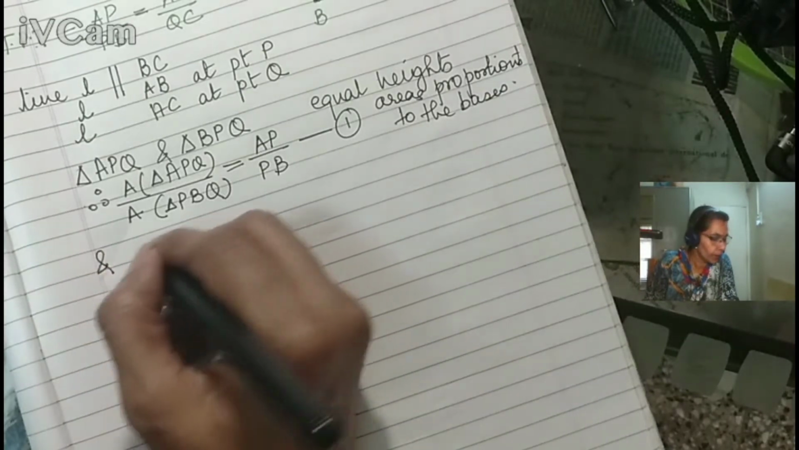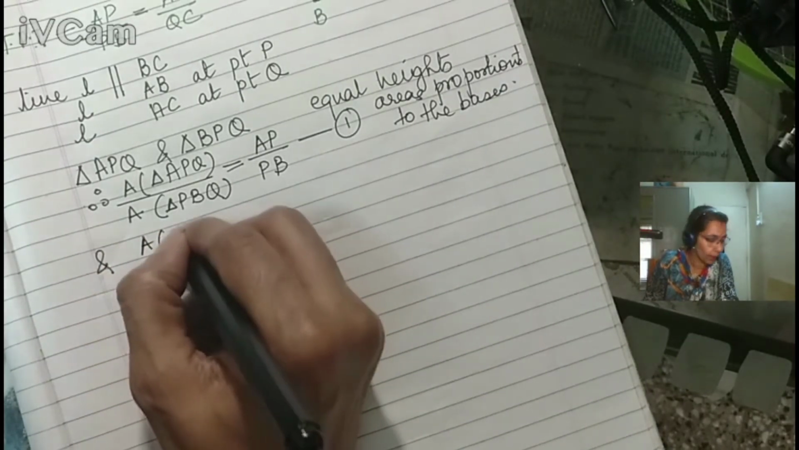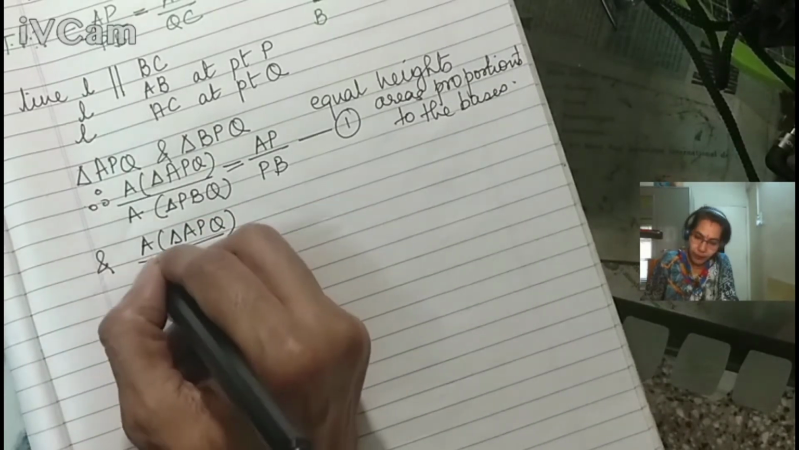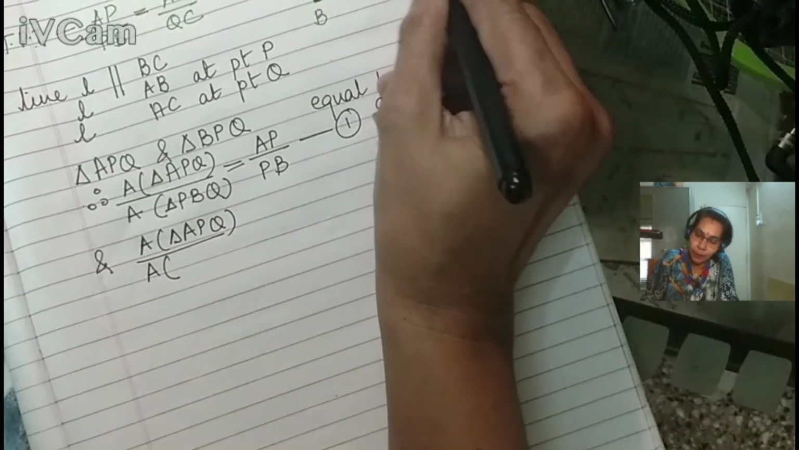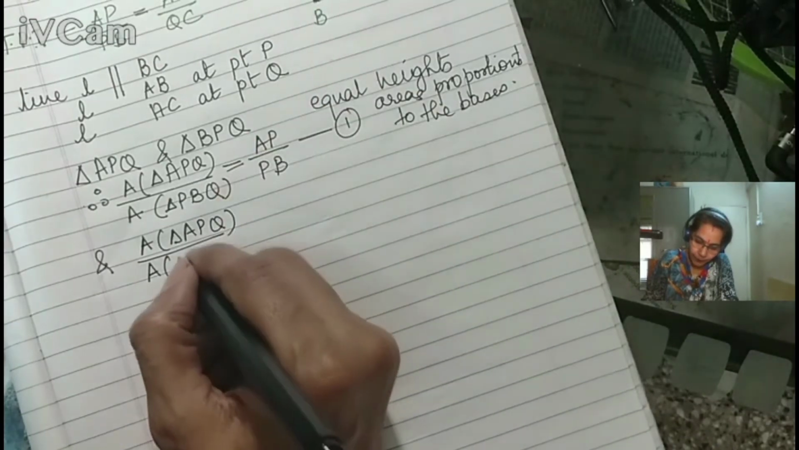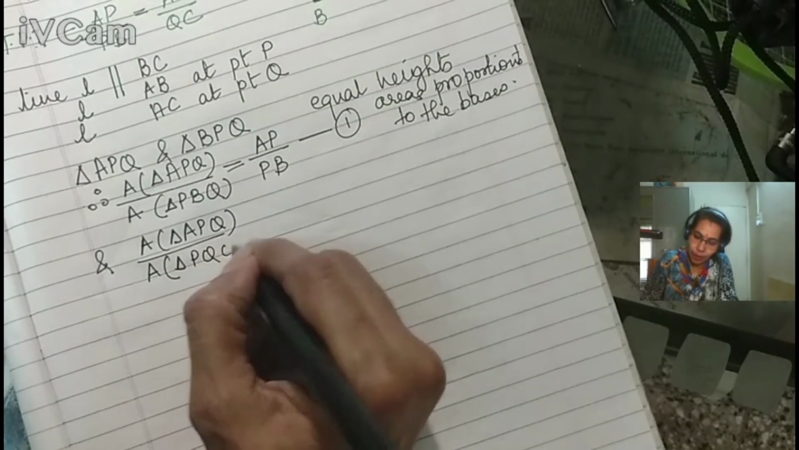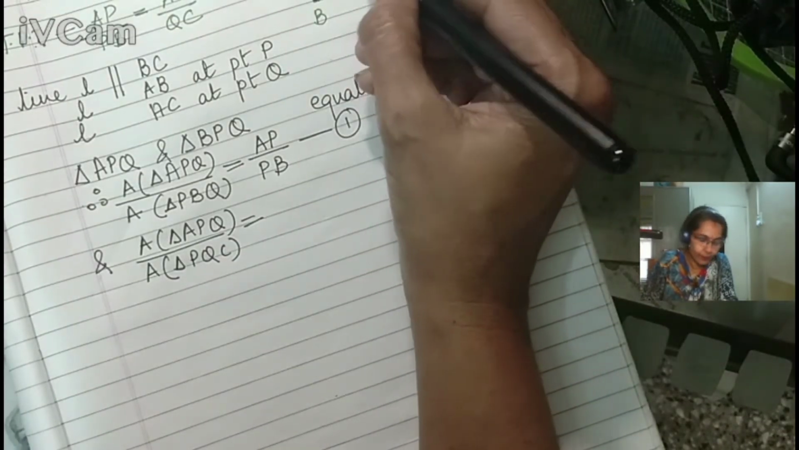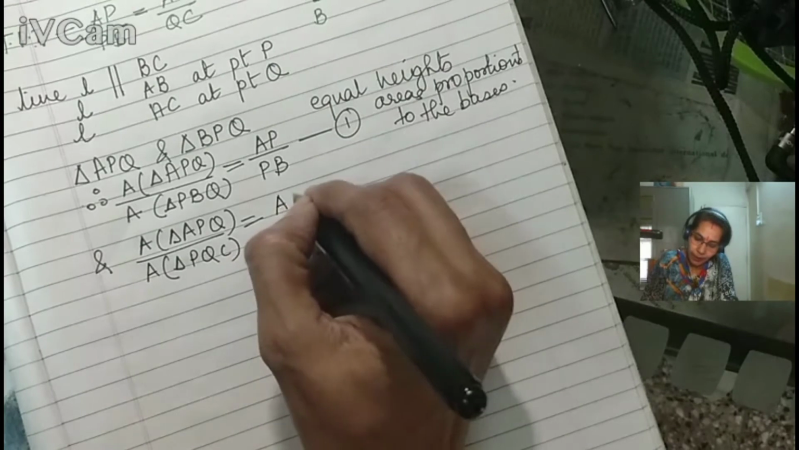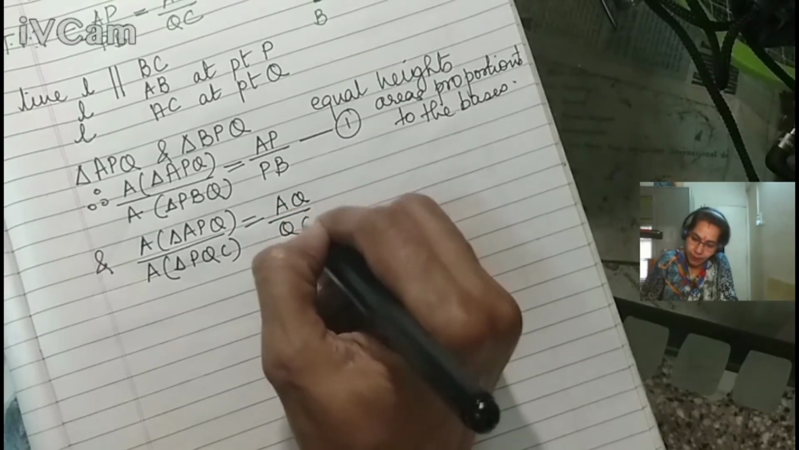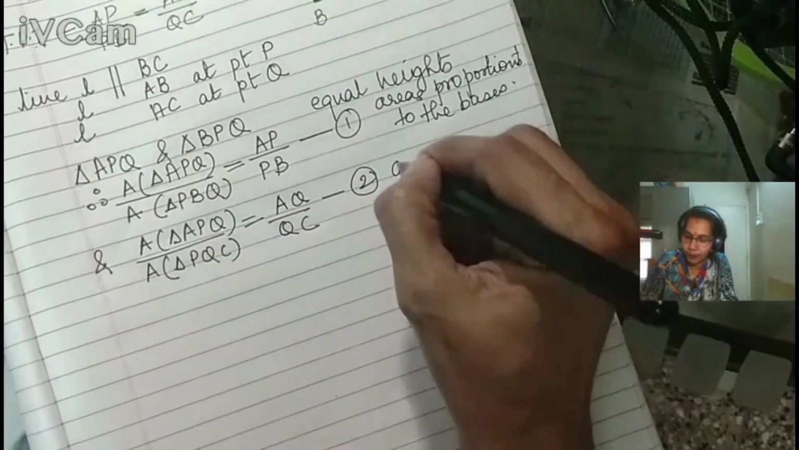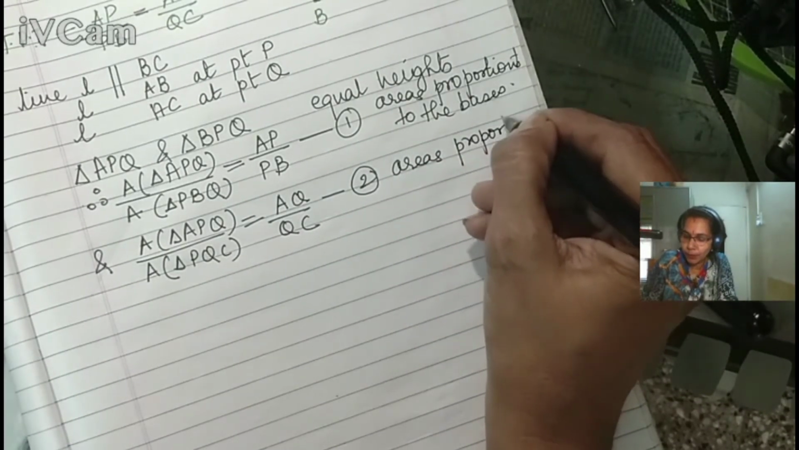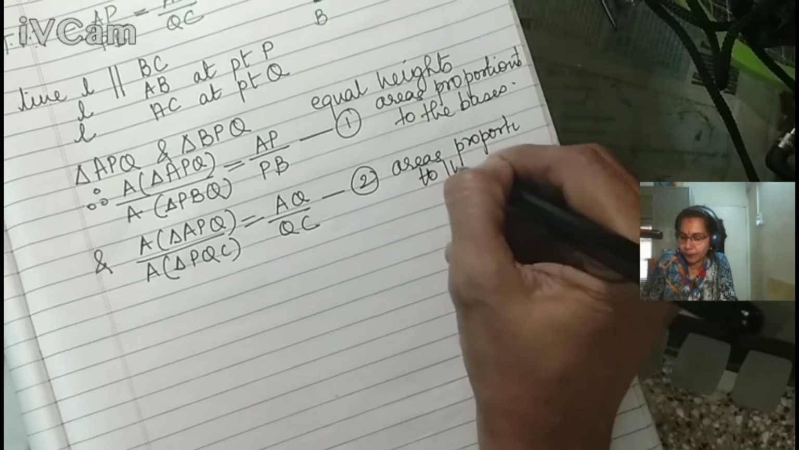And if I have area of triangle APQ upon area of triangle PQC, they also have equal heights. So AQ upon QC. Statement number 2. Areas proportional to the bases.